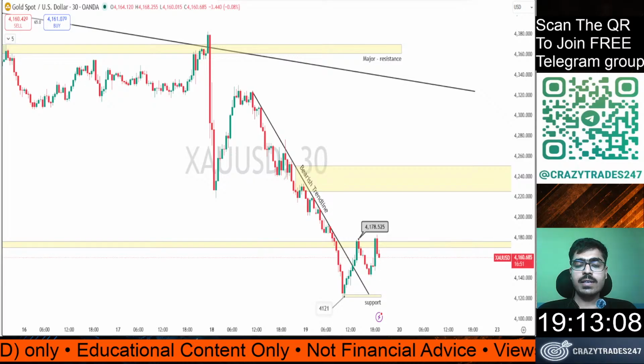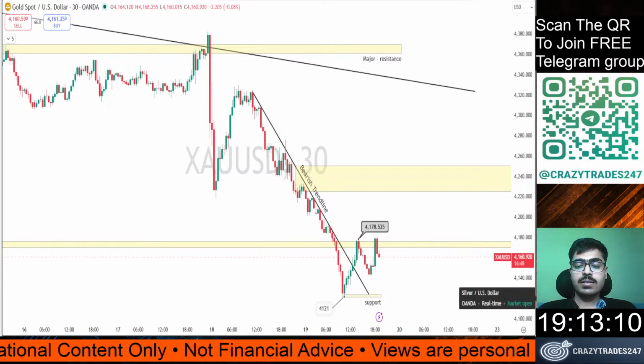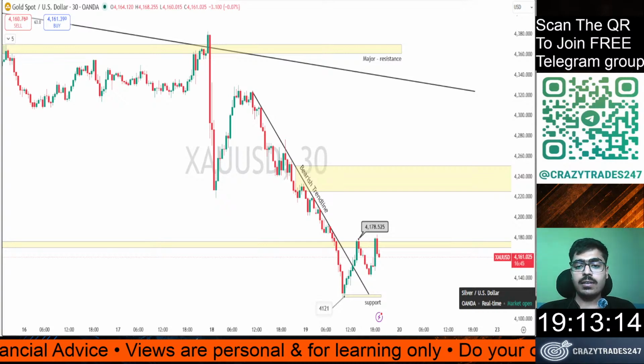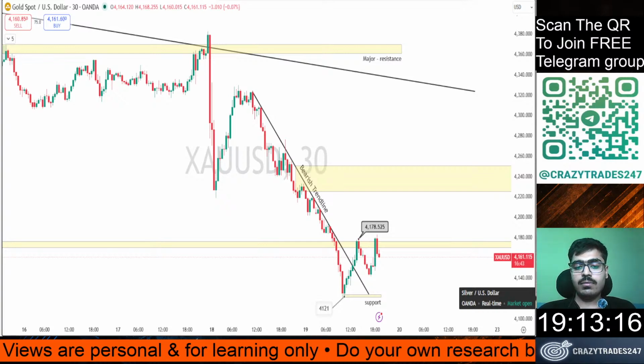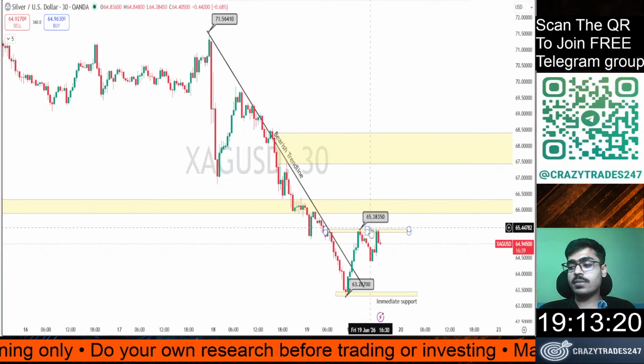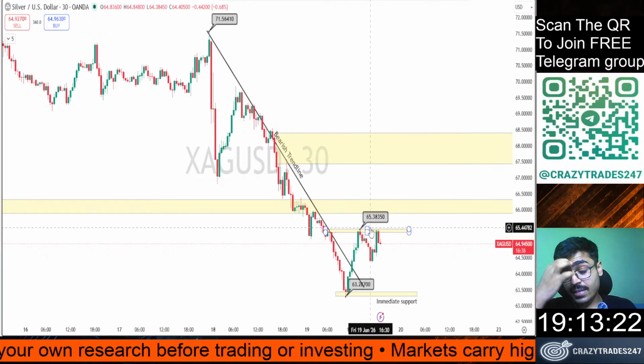Gold and silver are taking strong resistance from the level which we have marked earlier, and this is evident that we have marked correct levels because price is retracing again from that same level.